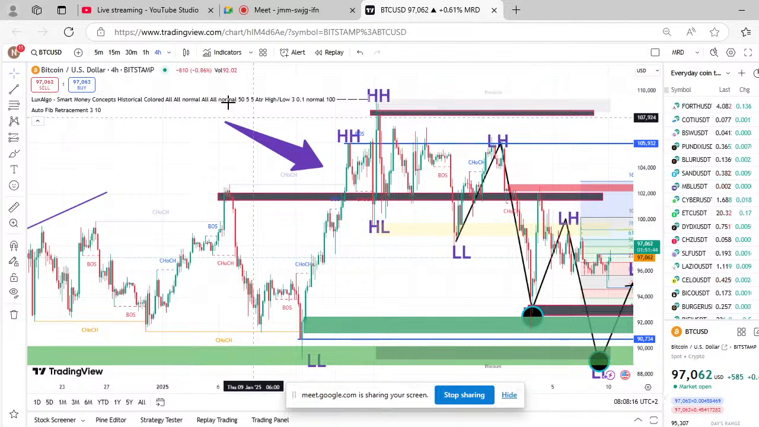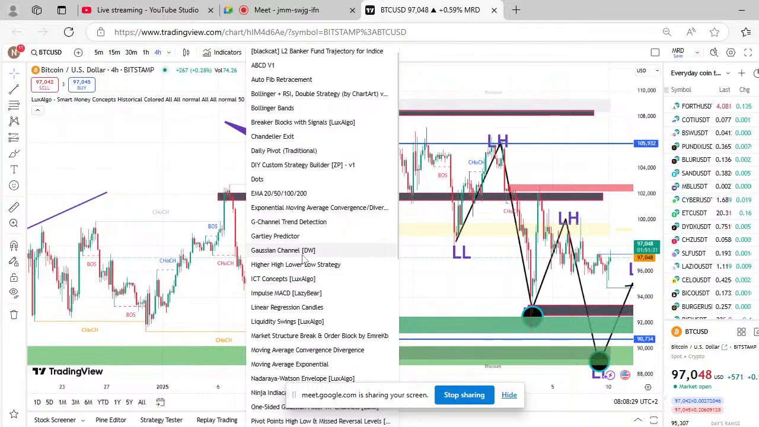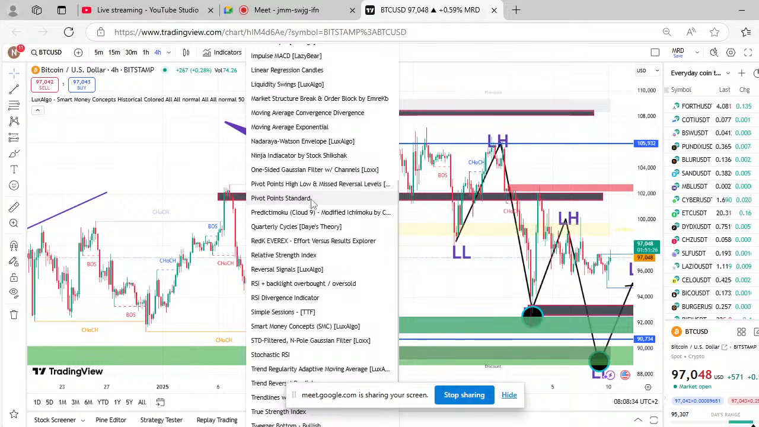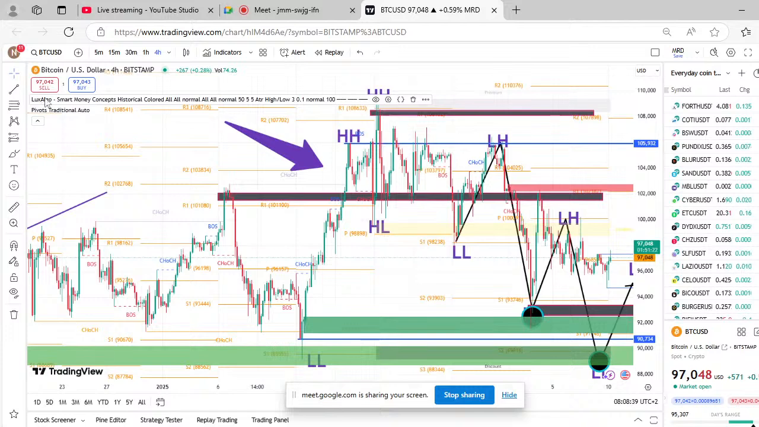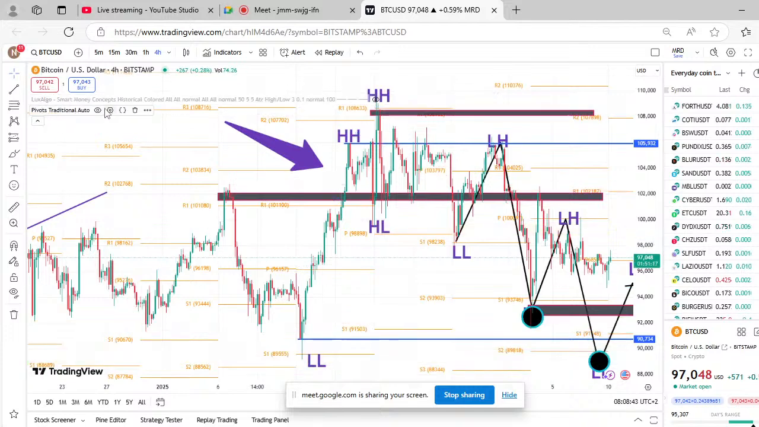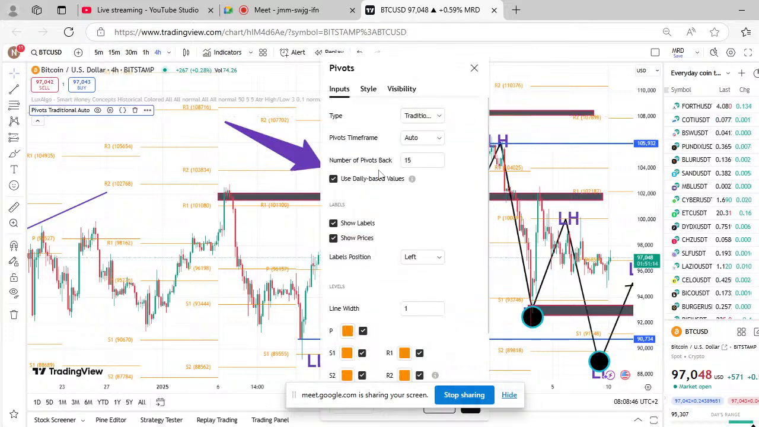So I'm going to remove one indicator, then I put one. Let me remove Fibonacci, then I put pivot points standard, pivot where it is here, and let us check the settings as well. So we open it. Now the settings are simple. There's nothing much you need to do.